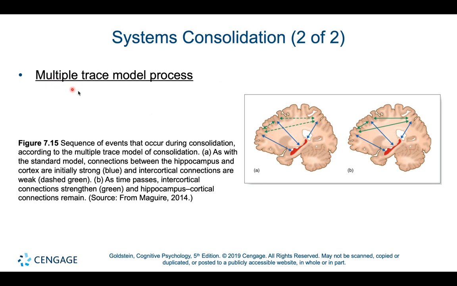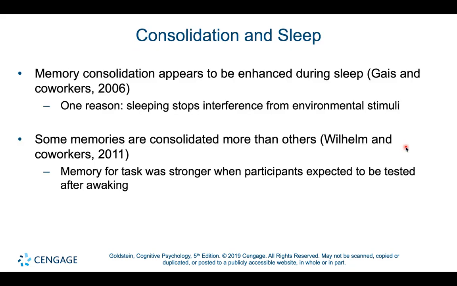So the more modern multiple trace model actually suggests that, yes, the hippocampus is obviously involved in encoding and creating this intercortical memory, but that the connection between the intercortical memory and the hippocampus remains. It might just adjust and change a little bit over time, but the hippocampus is in fact important for both encoding and retrieval.